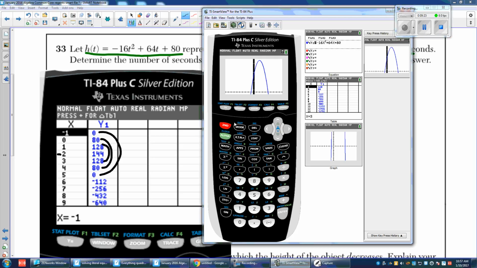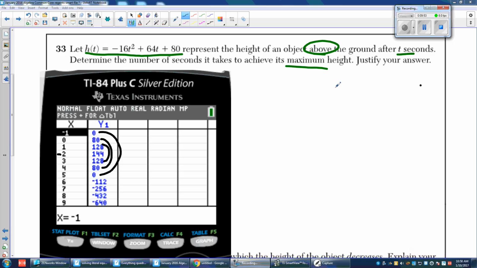How can I check that 100% sure? You can hit second, calculate, maximum, choice 4. It says, are we on the left side of the maximum? Yes, we are. Now we have to go to the right side of the maximum, so the little star is moving to the right, and I hit enter. It says guess. No, I'm not going to guess. And there it is. It says the maximum is 144 feet at 2 seconds. The question wants you to determine the number of seconds.